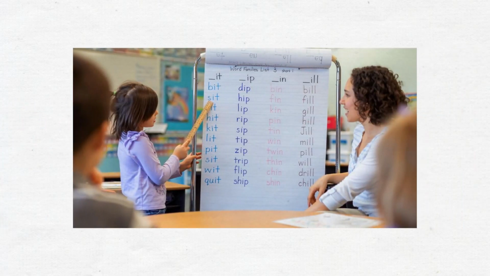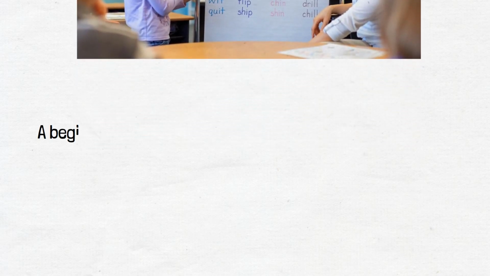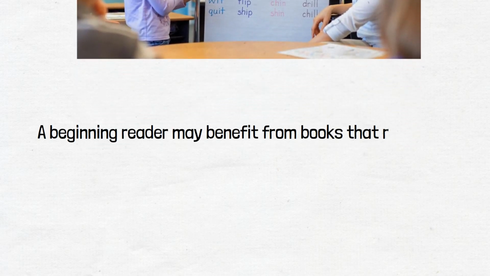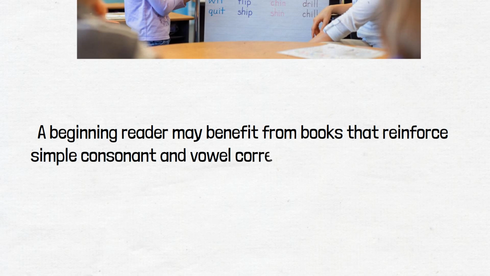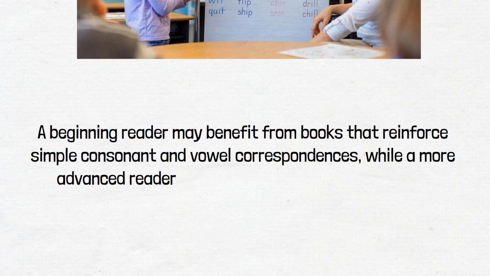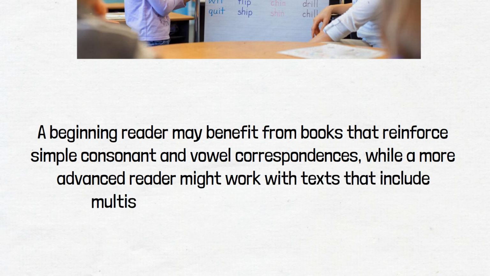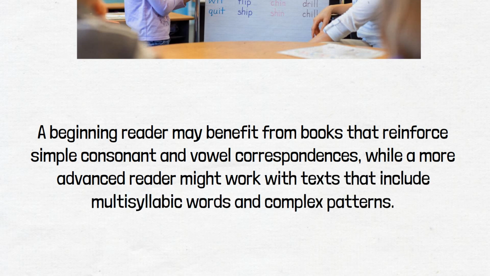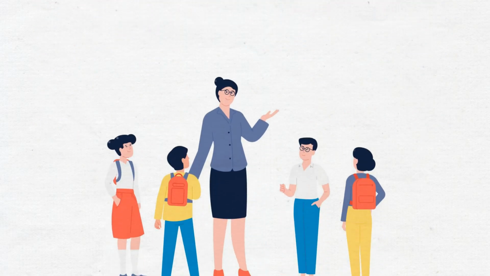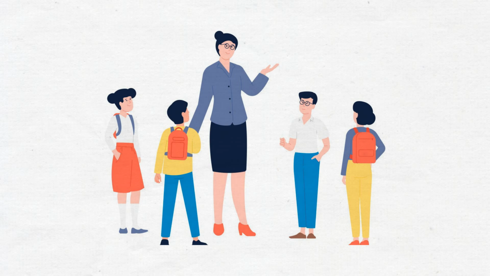Phonics instruction must be flexible and responsive to individual learners. Monitoring progress and leveling books according to decoding skills ensures that students are matched with appropriate materials. For example, a beginning reader may benefit from books that reinforce simple consonant and vowel correspondences, while a more advanced reader might work with texts that include multisyllabic words and complex patterns. This differentiation allows teachers to meet students where they are and guide them toward higher levels of proficiency.